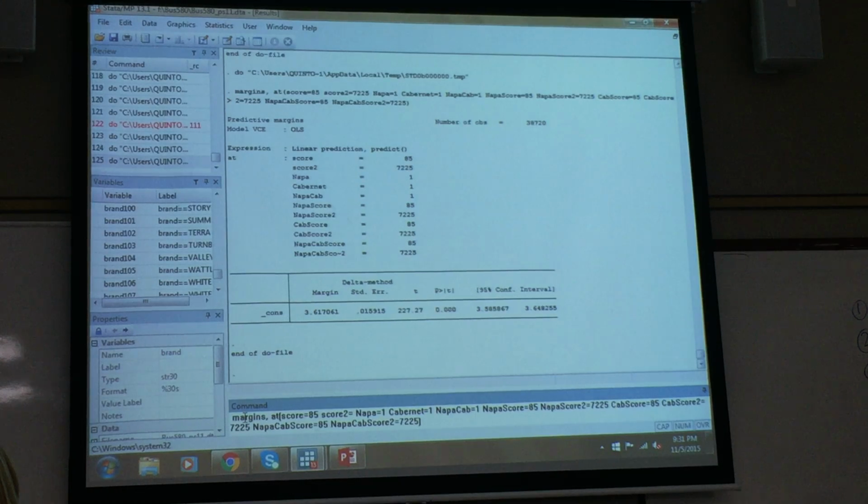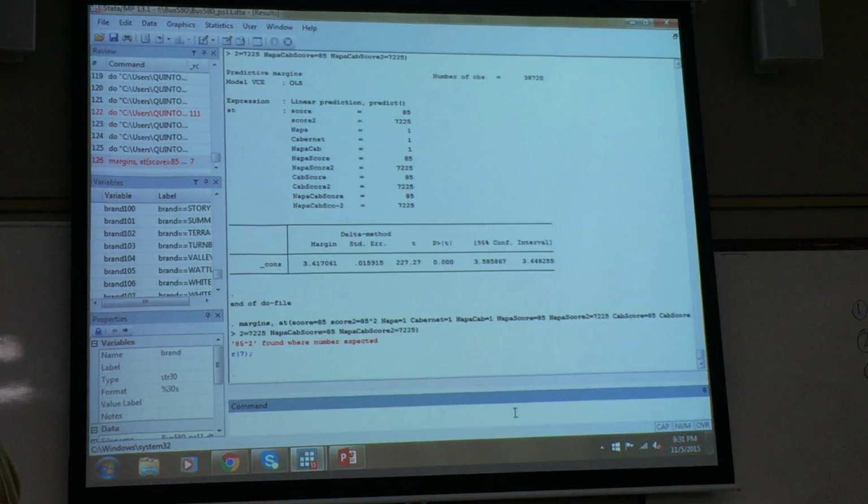So instead of doing the math, let's see if this works. 85 squared. Nope, it didn't recognize it. Yeah, I guess that's why I did it first. So you gotta do the math. If you're going to use margins, it's not gonna recognize you trying to square. Bummer. But that's fine, that's why you have this data.